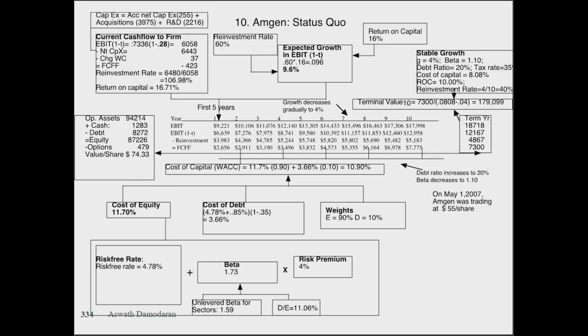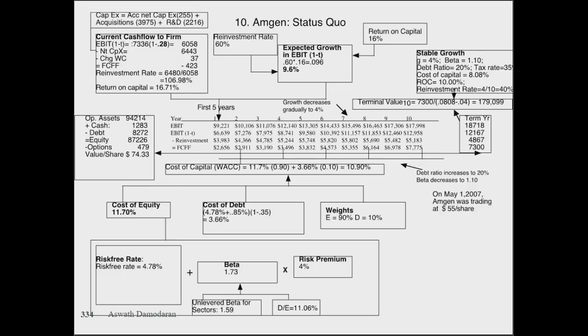I capitalized R&D. I used the capitalized numbers, the numbers that I got with the R&D capitalized, as my base. So base year, they were reinvesting 107% and a return on capital of 16.7%. That's the R&D capitalized return on capital. I get a growth rate of 9.6%, again, using my definition of reinvestment, which includes R&D, and my return on capital. And I make them a stable growth firm after 10 years. So cutting to the chase, if I value them with my capitalized numbers, the value per share that I got was $74 per share. Stock was trading at 55. Stock was undervalued. And if I believe my own valuation, I should buy the stock.